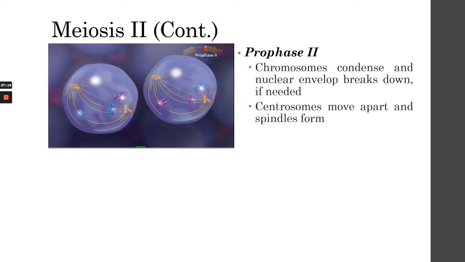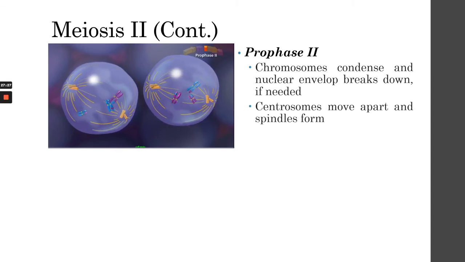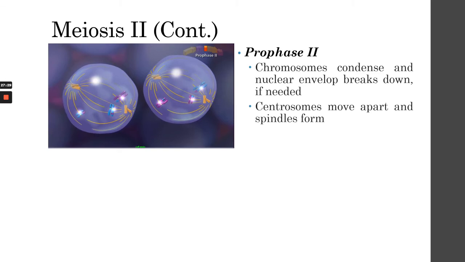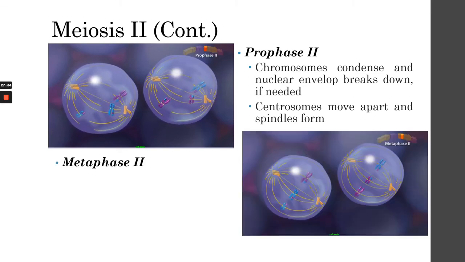And again, the centrosomes have to duplicate again because one centrosome ended up in one cell and the other centrosome ended up in the other cell, and those centrosomes have to duplicate again, and then move apart to each side of the cells.